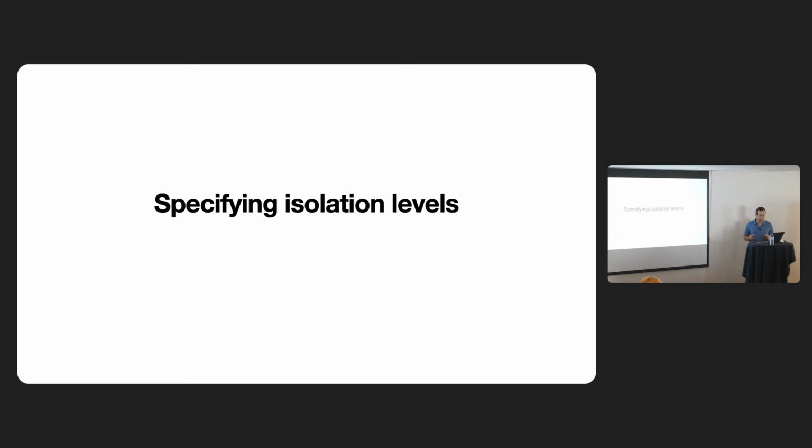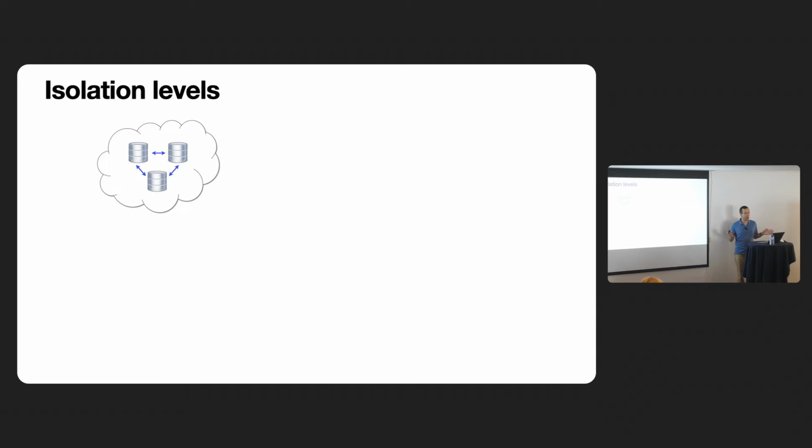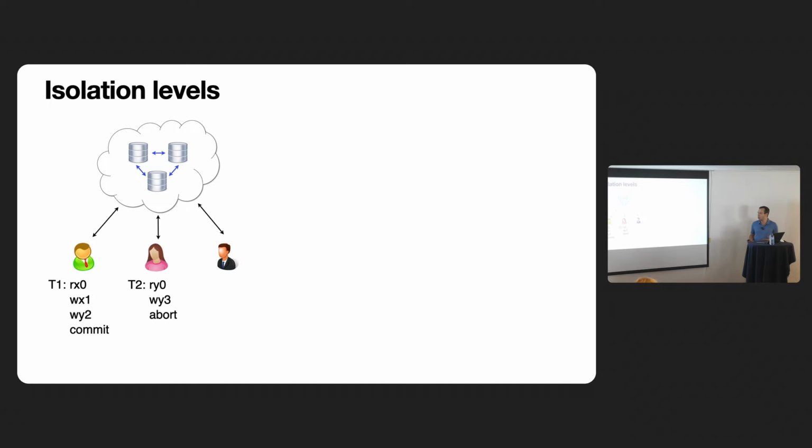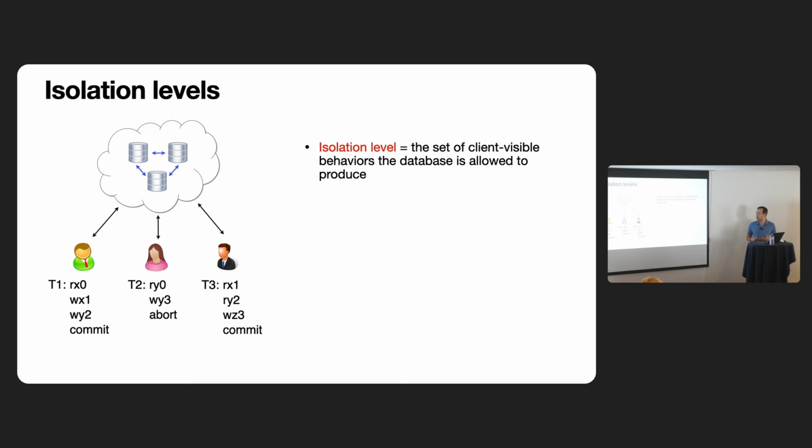First, I'll talk a bit more precisely about what I mean by isolation level, very quickly. When you have your database, it may be a super optimized database. Maybe it's running in the cloud. Maybe it's distributed and has many replicas. But when a customer interacts with this database and executes transactions, when he thinks about whether his application is correct, he doesn't really care about all this fanciness. All he cares about is that these customers submit transactions, and they need to know what kind of behaviors they will get. And so an isolation level defines the set of client-visible behaviors that the database is allowed to produce.